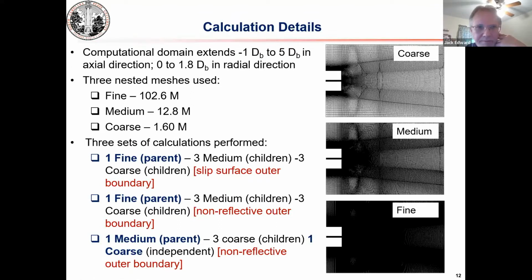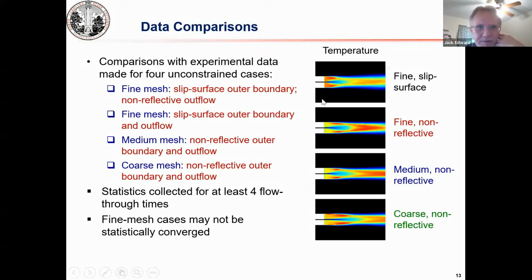So this is some of the data comparison. Again, I'm not going to spend too much time on this, but it does show that there are some sensitivities to the boundary conditions on how you impose the flow, and they do affect the solution.